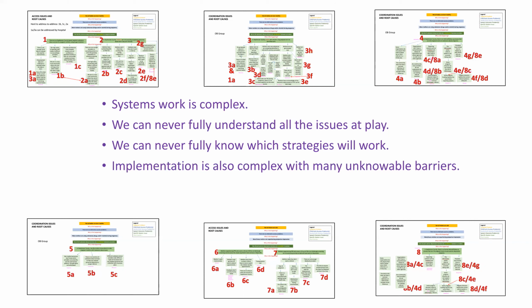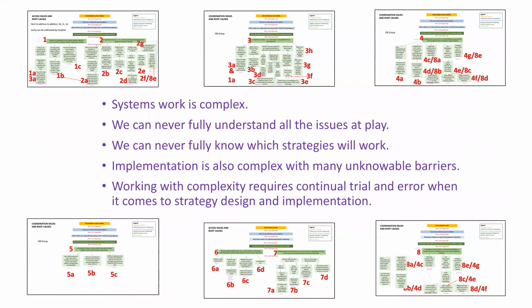So we never know, we can't control implementation precisely. Implementation is its own complex process, and in that process we'll probably uncover more barriers that were unknown to us when we started out. And so working with complexity really requires that we are in this continual trial and error process when it comes to strategy design and implementation.